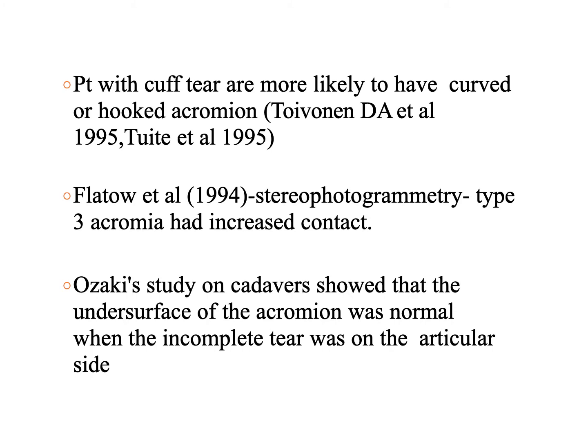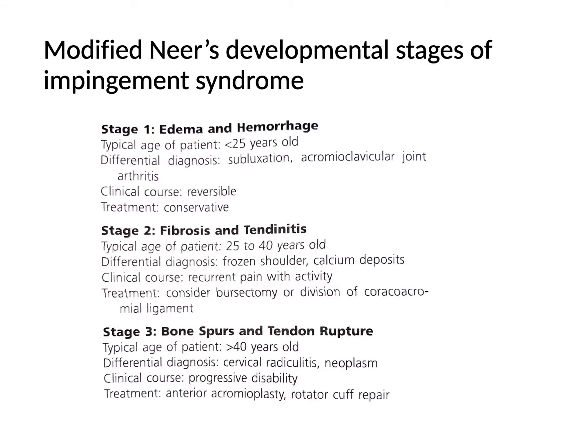Patients with cuff tears are more likely to have a curved or hooked acromion, as was seen in a study done by Tivioni DA et al. in 1995 and Tute et al. in 1995. Then Flatto et al. stereophotogrammetry showed that type 3 acromia had increased contact. Ozaki study on cadavers showed that the undersurface of the acromion was normal when the incomplete tears were on the articular side.